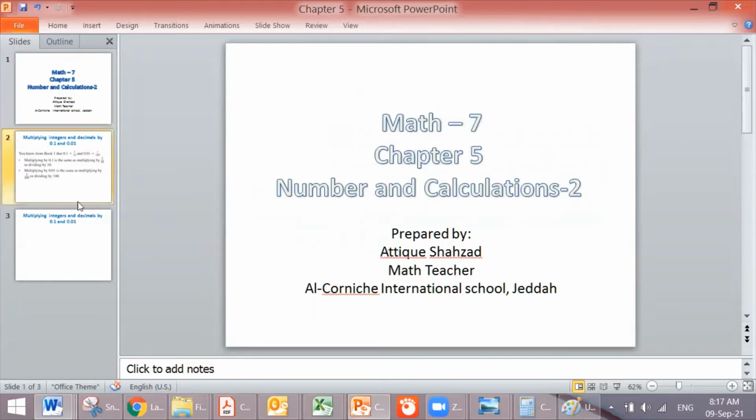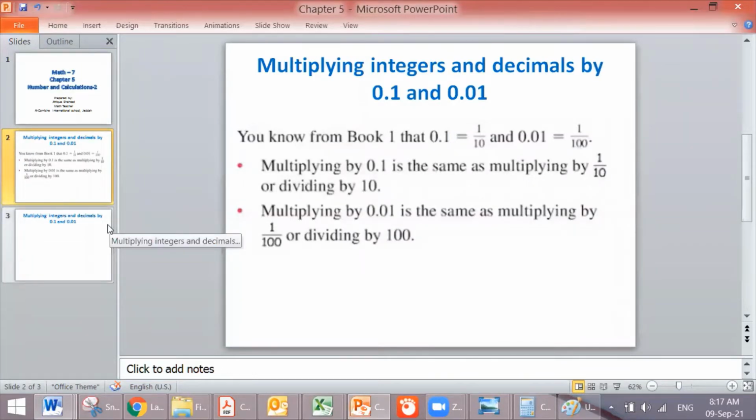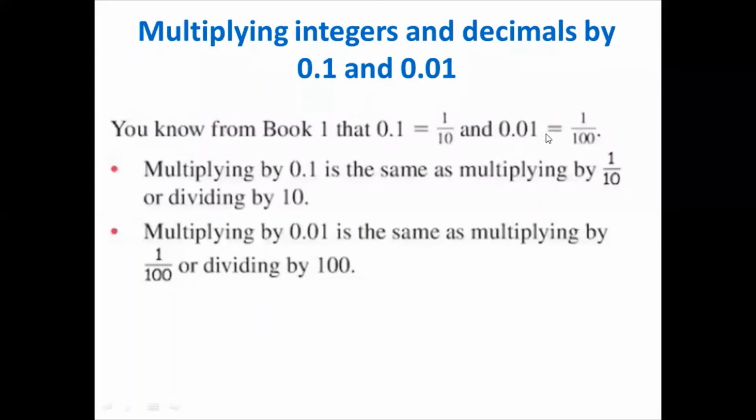Multiplying a number or a decimal by 0.1 and 0.01. So you know from book 1 that 0.1 is the same as 1 over 10, and 0.01 means 1 over 100. So multiplying by 0.1 is the same as multiplying by 1 over 10, and 1 over 10 can be written as dividing by 10.